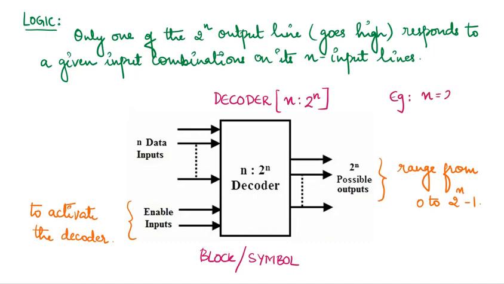So for example, if I consider n to be equal to 2, then 2 to the power n will give me a value of 4. So I can call it a 2:4 decoder.